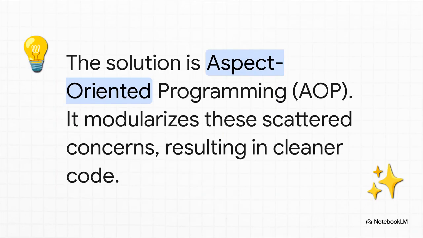And the solution requires a little shift in how we think. Instead of scattering this code all over, what if we could neatly bundle it up? That is the entire idea behind aspect-oriented programming. AOP lets us surgically remove those cross-cutting concerns, pull them out of our business logic, and then apply them in a really clean, declarative way. It's an incredibly powerful tool for keeping your code focused on what it's actually supposed to be doing.